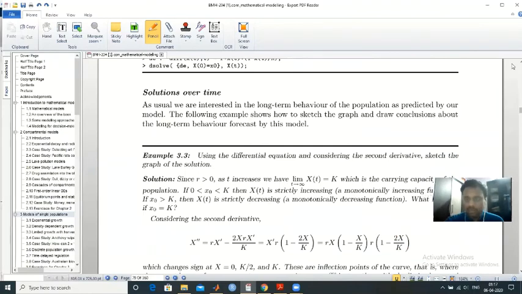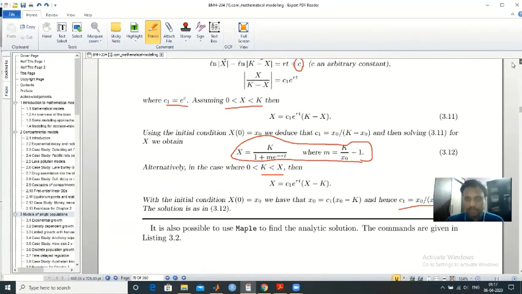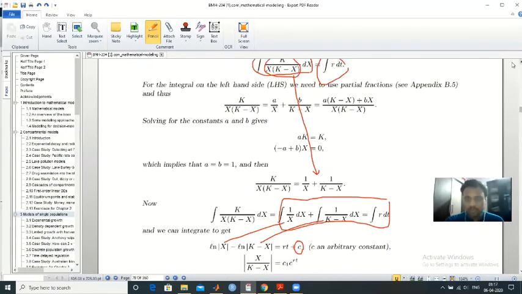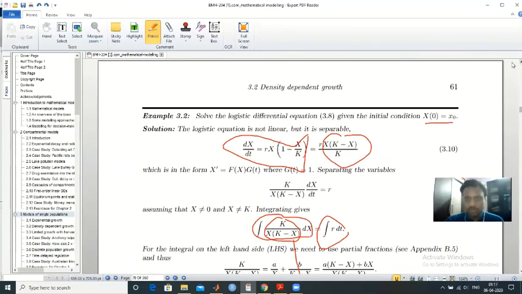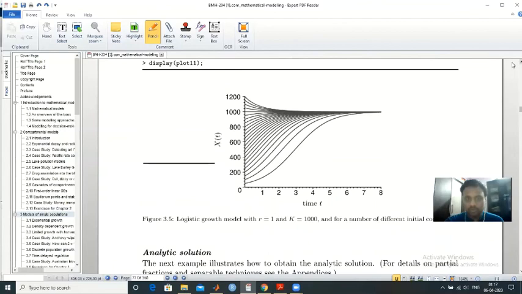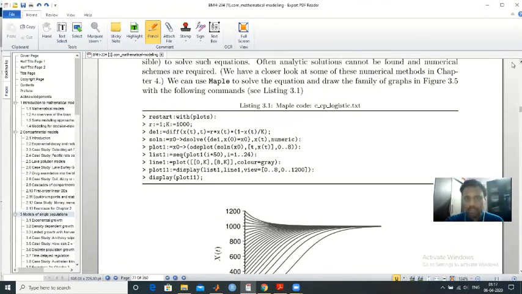Next class we will discuss the stability analysis for this model. So we stop here and we will continue our discussion in the next lecture.